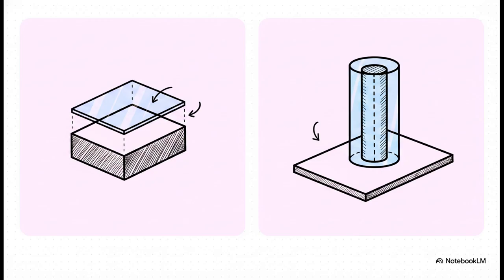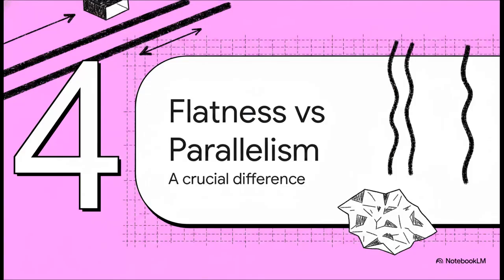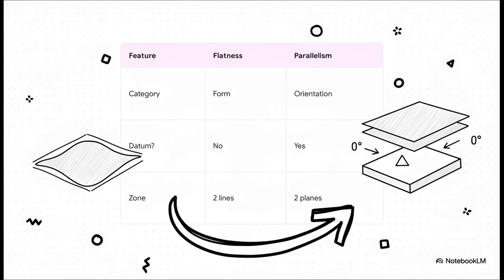inside that imaginary cylinder. Now for Section 4, which covers a massive sticking point in the industry, parallelism versus flatness. Mixing up parallelism with flatness is arguably one of the most widespread and, honestly, most expensive misunderstandings in mechanical design. I can't stress this enough. These two controls serve completely different functional purposes. Flatness, that's a form control. It limits the deviation of a single, standalone surface, and it never, ever uses a datum. Parallelism, that is an orientation control.